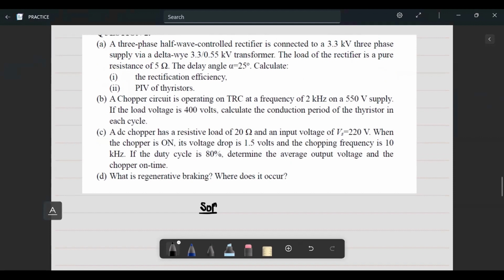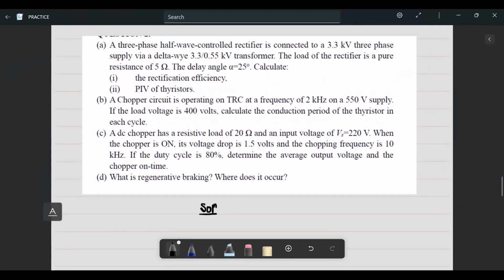So part A, let's first list what we are given, right? We have a delta-Y, right? On the primary side of the delta, it is 3.3 kV. On the secondary side, star connected, it is 0.55 kV, right? So we're just focusing on the secondary side because the secondary side is the one that is feeding the rest of the circuit. We're not interested in the 3.3 kV. You're just interested in this.